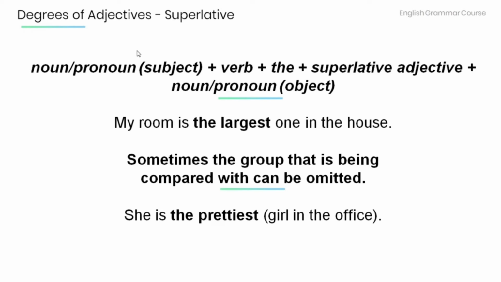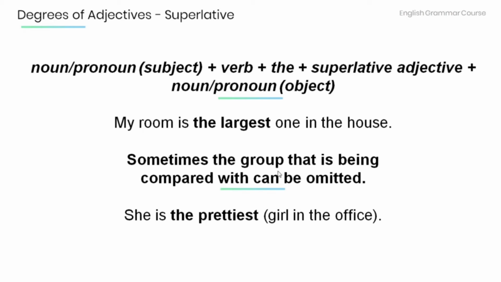Now, to form a sentence using superlative adjectives, we use the following formula. Noun or pronoun as the subject of the sentence plus verb plus the plus superlative adjective plus noun or pronoun as the object of the sentence. Have a look at the example below. My room is the largest one in the house. My room, subject, is, verb. The largest, superlative adjective, house, object of the sentence.